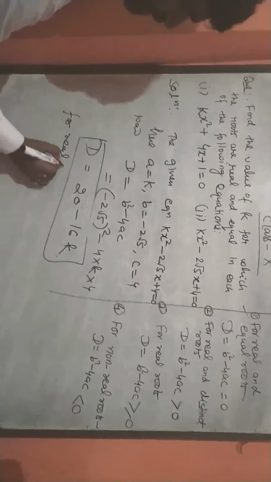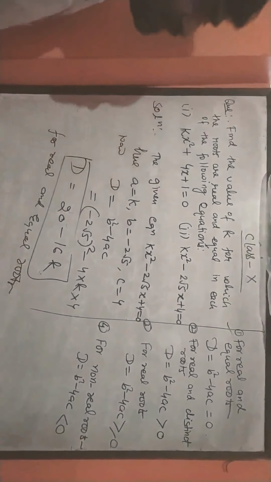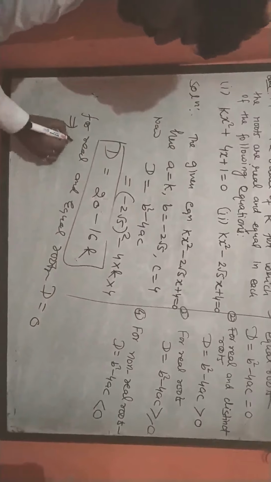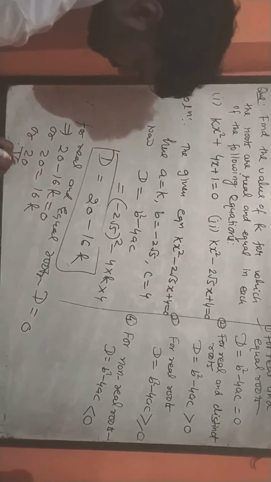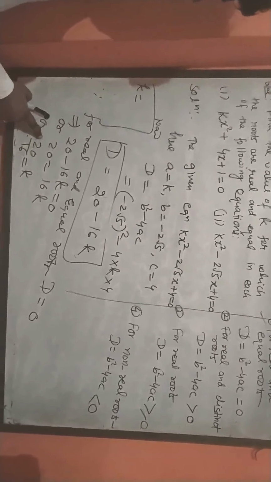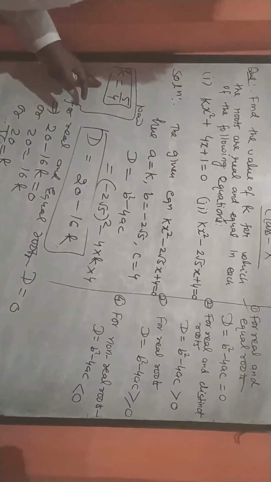For real and equal roots, we know that D equal to 0. So we have D equal to 0. This implies that 20 minus 16k equal to 0, or 20 is equal to 16k, or 20 upon 16 is equal to k. After simplification, dividing by 4, 4 fives are 20, 4 fours are 16, so the value of k is 5 by 4. This is our required solution.